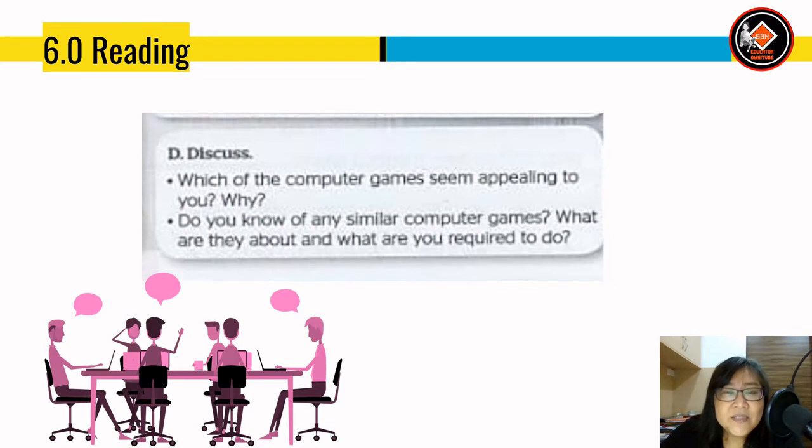For the next activity, you have to discuss which of the computer games seem appealing to you. Why? Do you know any similar computer games? What are they about and what are you required to do?